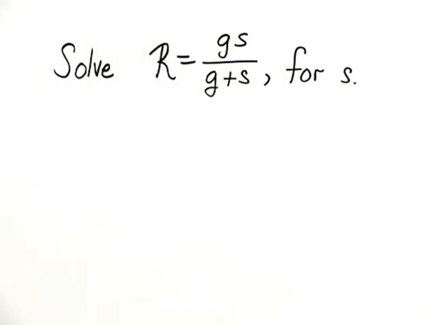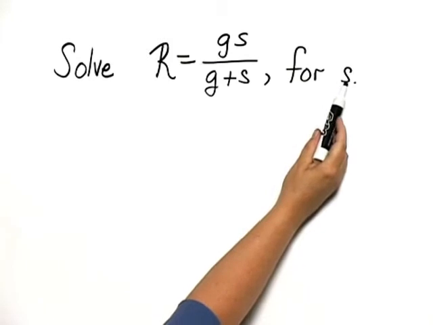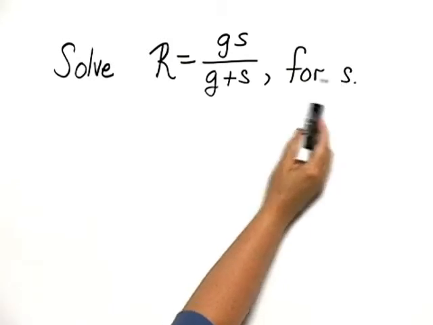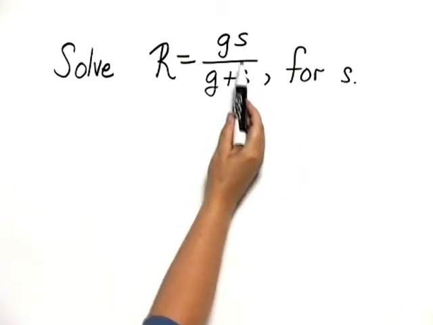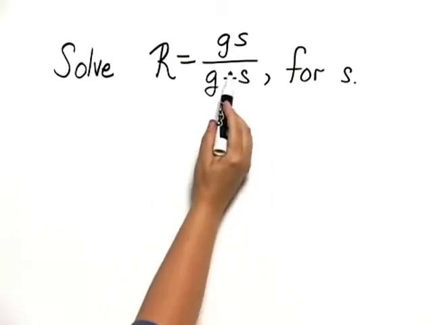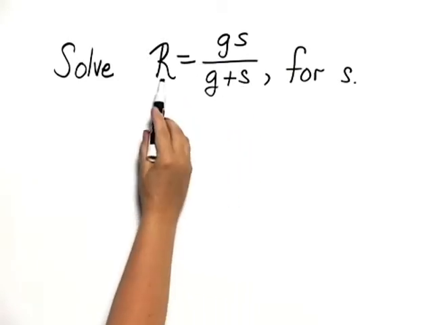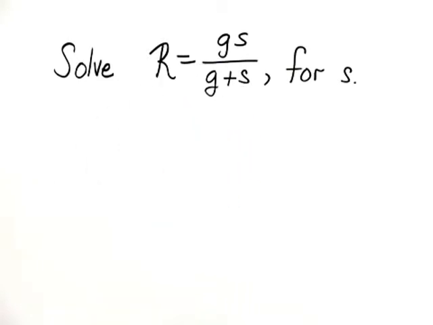Solve r equals gs over g plus s for s. When you're solving an equation, the first thing I like to do is look for the variable I'm solving for, s, and identify it. Here's an s and here's an s. There are two occurrences of it. What we want to do is get s by itself on one side of the equation instead of r, which is by itself on one side of the equation.